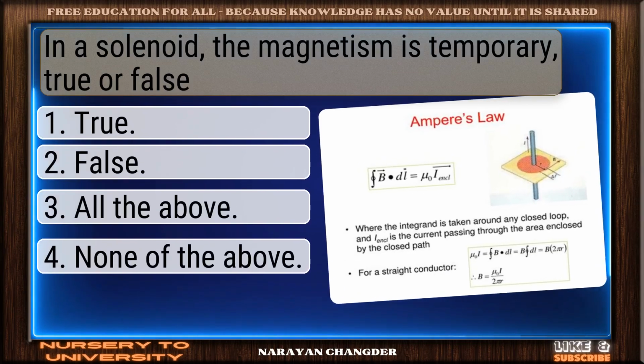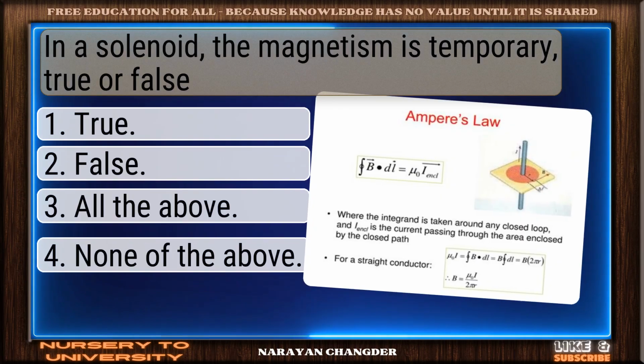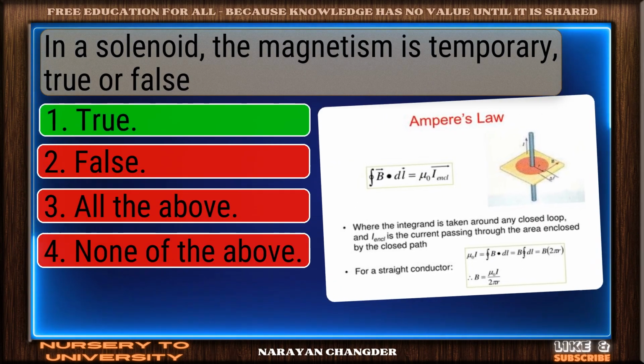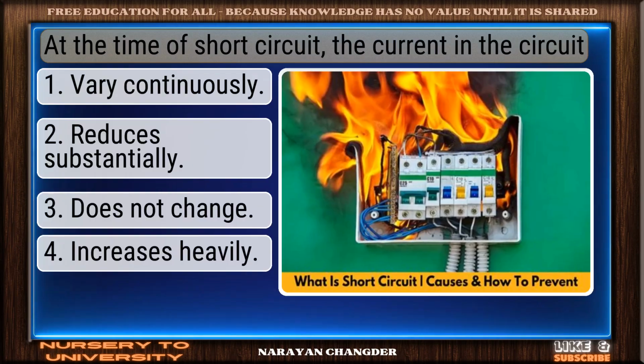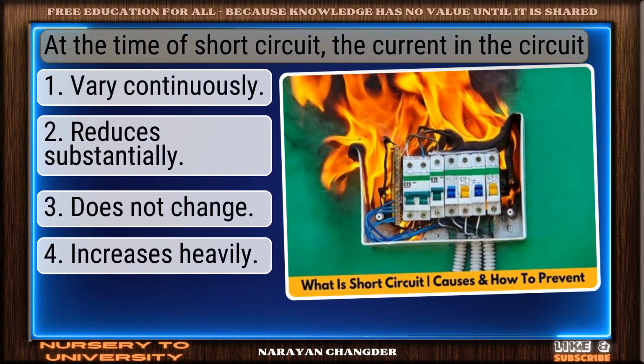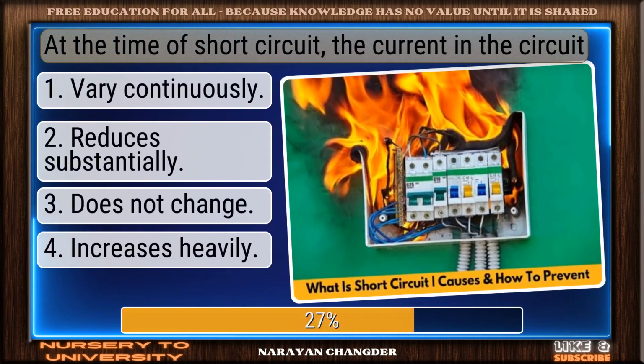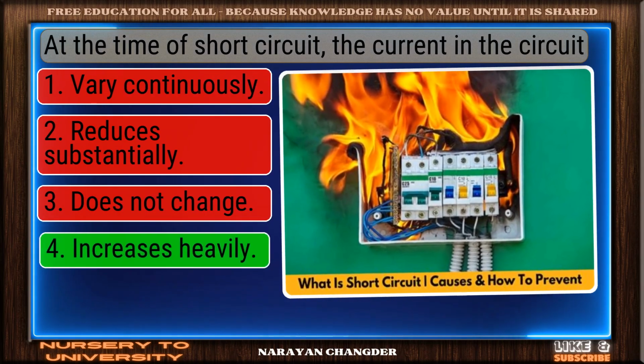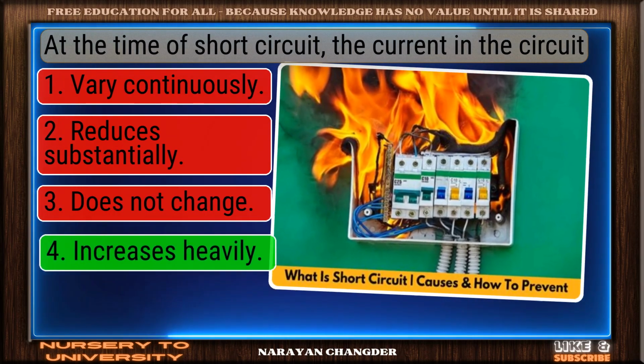In a solenoid, the magnetism is temporary, true or false? Strong choice. True is right. At the time of short circuit, the current in the circuit. Well reasoned. Increases heavily is correct.